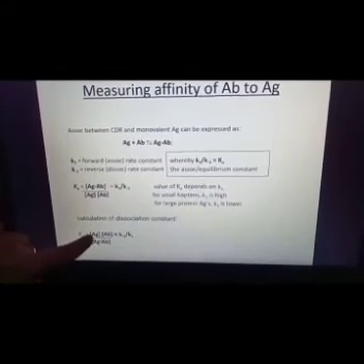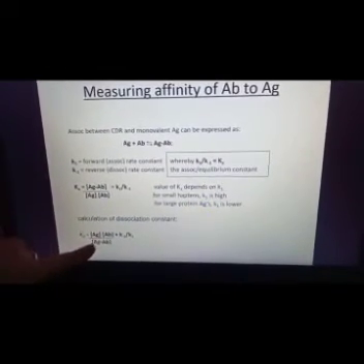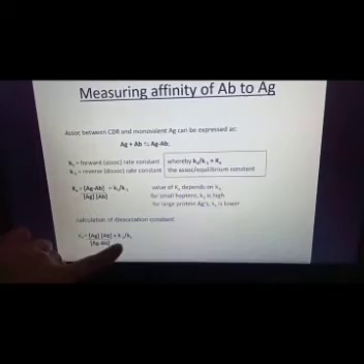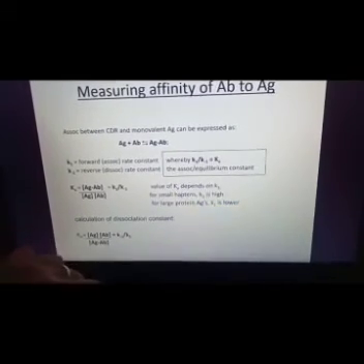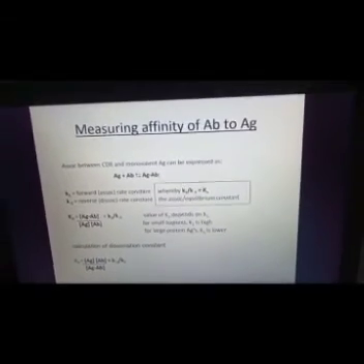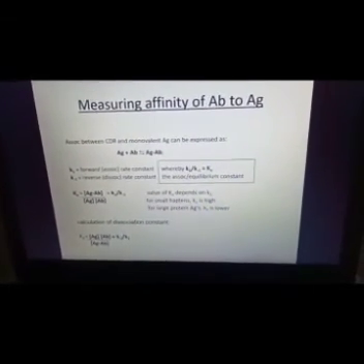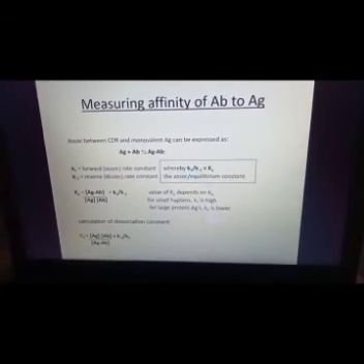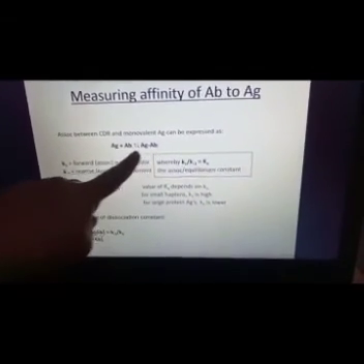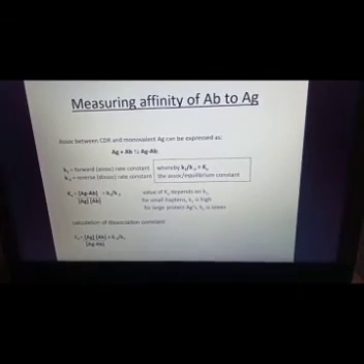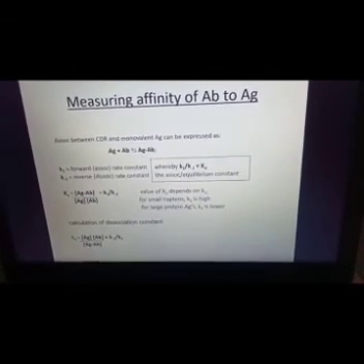Here we take the ratio as the concentration of antigen and antibody divided by the bound antigen-antibody, which is nothing but K minus 1 divided by K1. This is how we can measure the affinity, to what extent a particular antigen will bind to the antibody. Overall, an antigen and antibody is said to be strong when its dissociation constant is lower, as it does not dissociate back to its antigen and antibody.